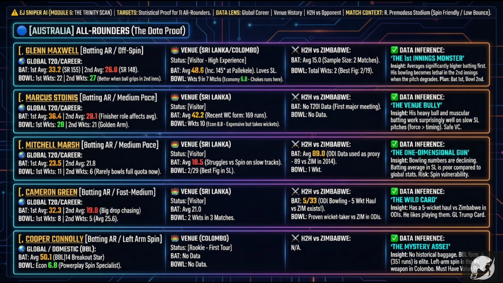Sniper. Anyone can give you an opinion, but EJ Sniper gives you proof. Let's audit the Trinity data for Australia. Exhibit A, Glenn Maxwell. Look at the venue stats. He averages 48.6 in Sri Lanka. He is not just guessing. He owns this island. The data confirms he is the first innings monster. If Australia bats first, he is unstoppable.